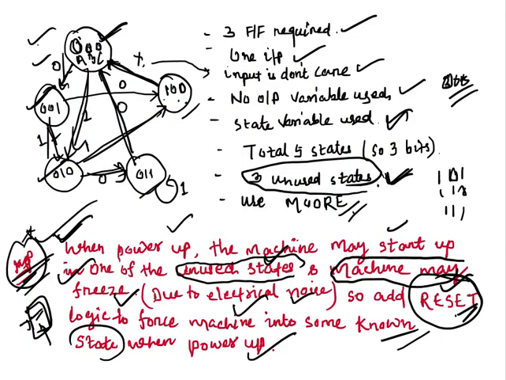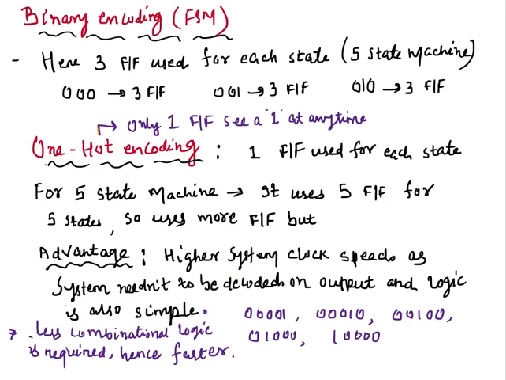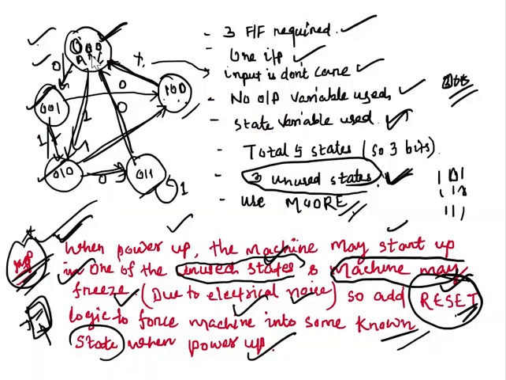The next topic is the different encoding techniques for the FSM. We already saw here that for the state variables we have taken 3 bits, A, B, C.